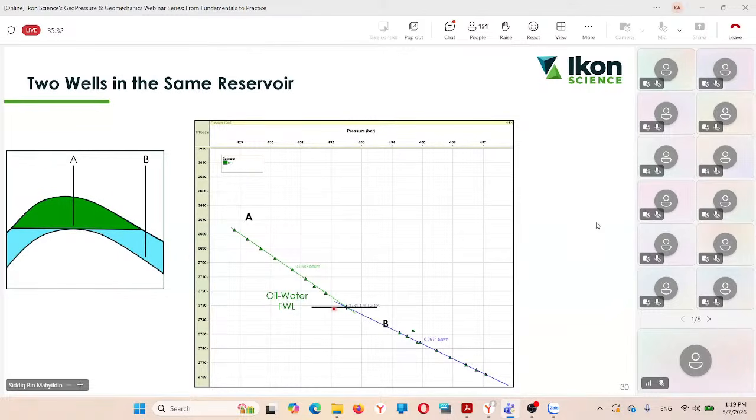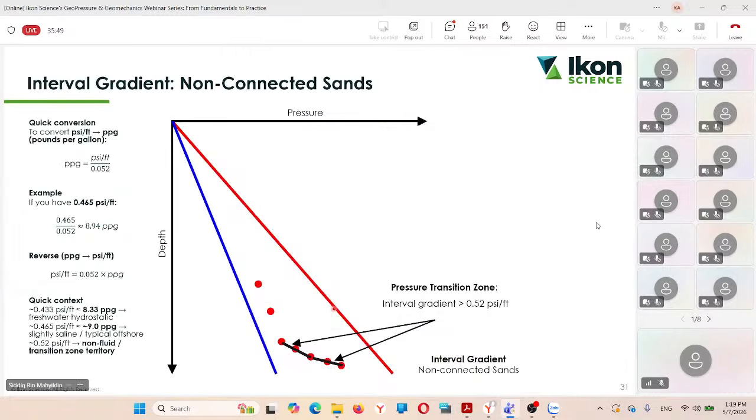So if you have one well far from another, you try to understand whether this reservoir is connected. Having this well data would be quite useful so that you can see whether it's connected or compartmentalized. We're going to take a look at an example of compartmentalization later. So if you have non-connected sands, because sometimes sands are not connected, things change a little bit. When we have non-connected sands, the fluid cannot equilibrate properly like when we have clean connected sand. So instead of a clean gradient, you will get a steeper gradient, an abnormal trend. This is where we start seeing a pressure transition zone.